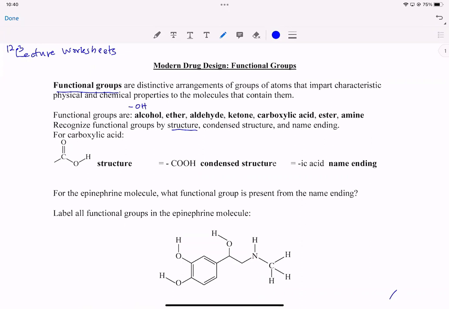Alcohol is an OH group, and ether is an oxygen, and aldehyde is a carbon, double bond oxygen, hydrogen. A ketone is a carbon, double bond oxygen. Carboxylic acid is a carbon, double bond oxygen, single bond OH. And ester is a carbon, double bond oxygen, single bond oxygen. And then an amine is any nitrogen. But it's really the simplest form of the amine is just a nitrogen attached to the carbons and then 2 hydrogens.